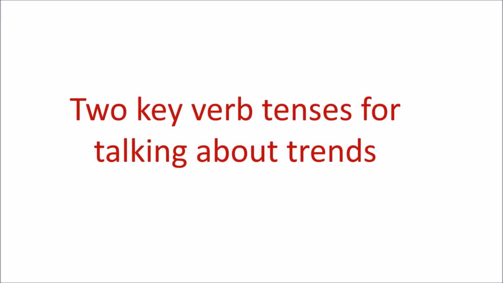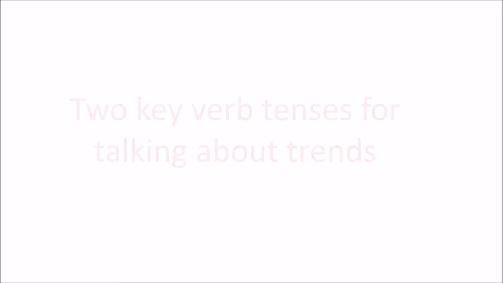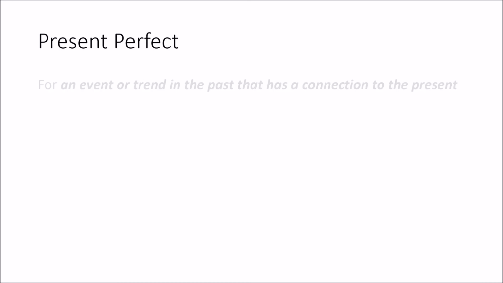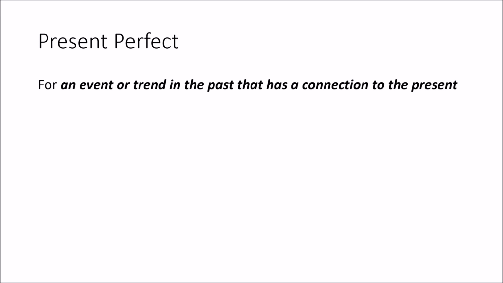Two key verb tenses for talking about trends. Past simple for completed actions in the past. Present perfect for an event or trend in the past that has a connection to the present.